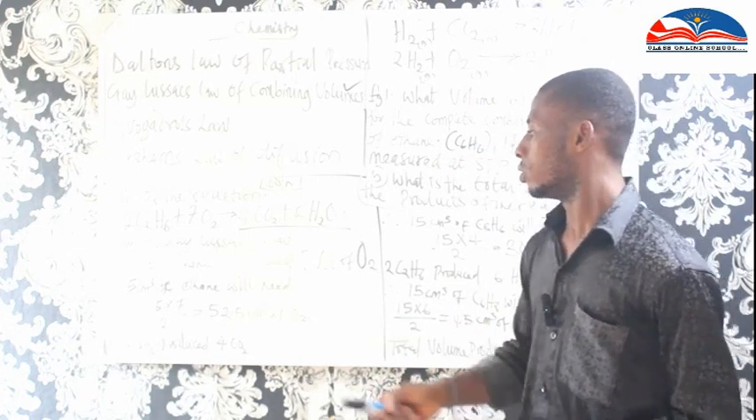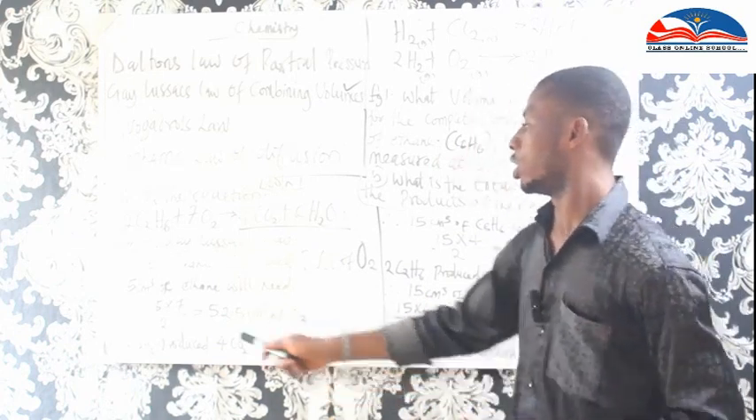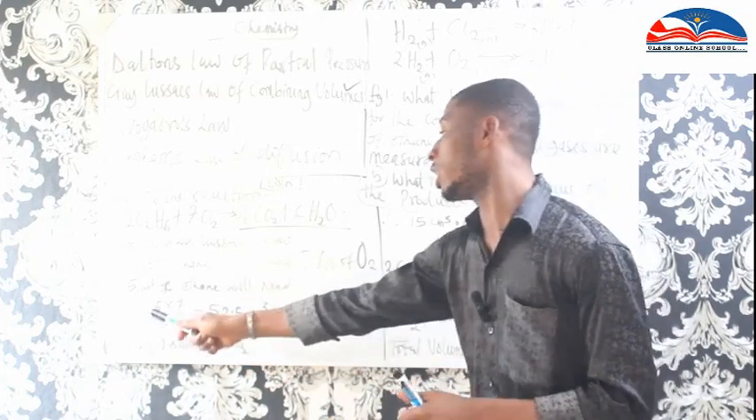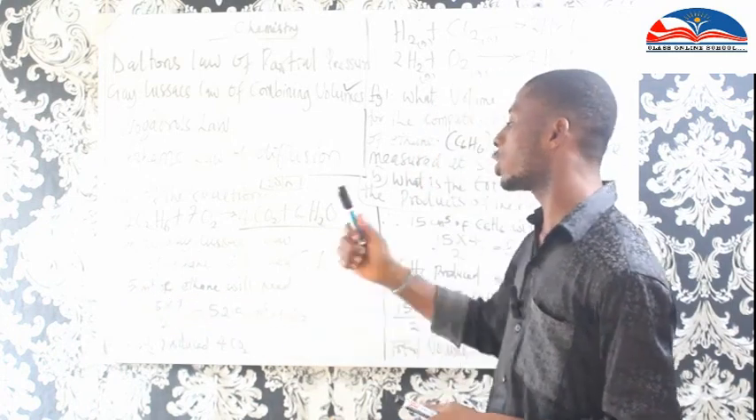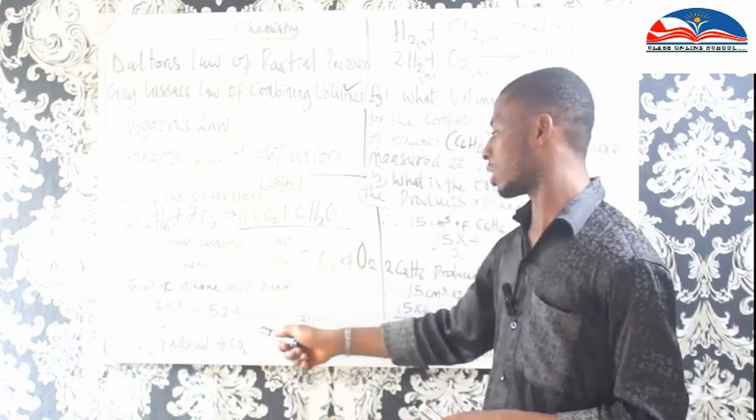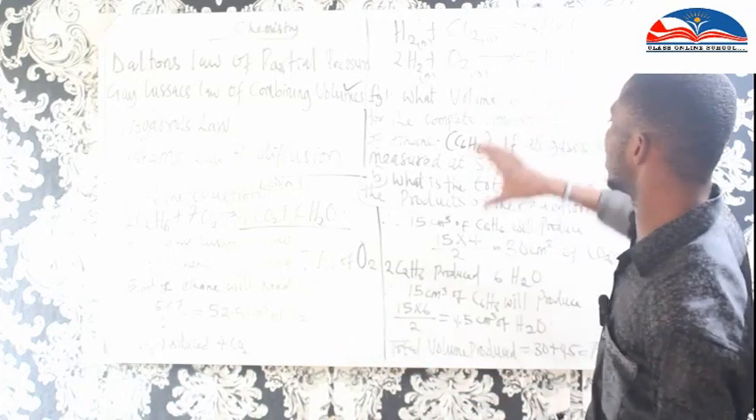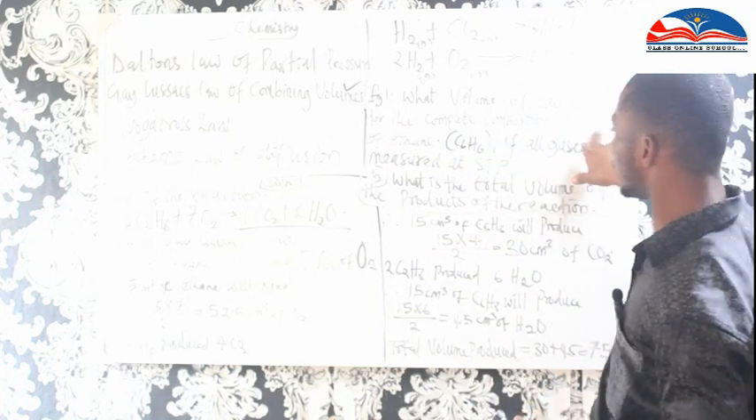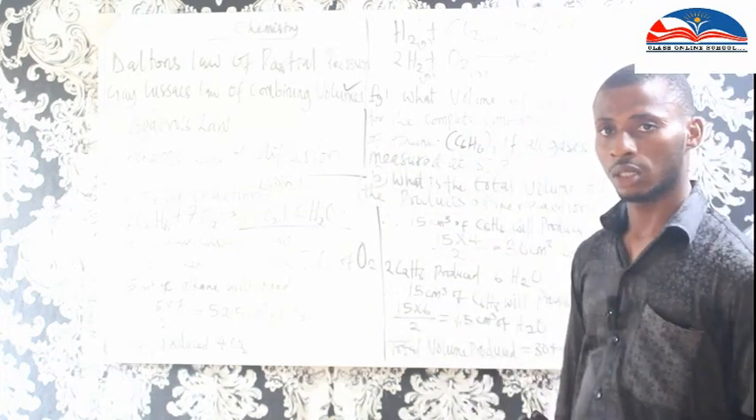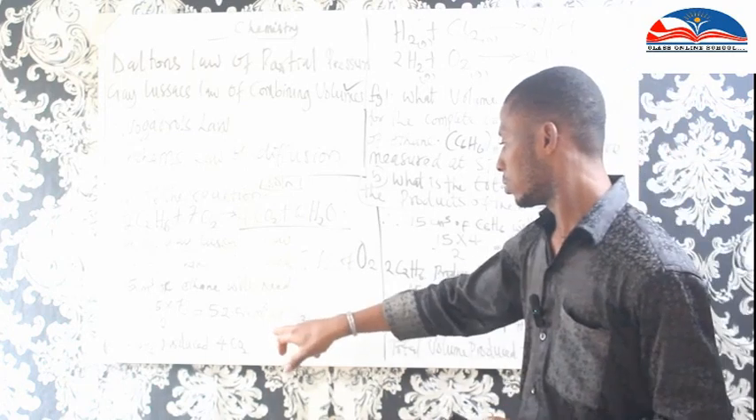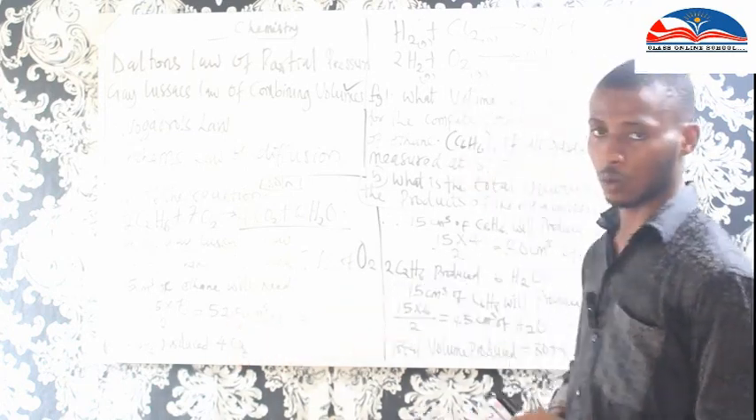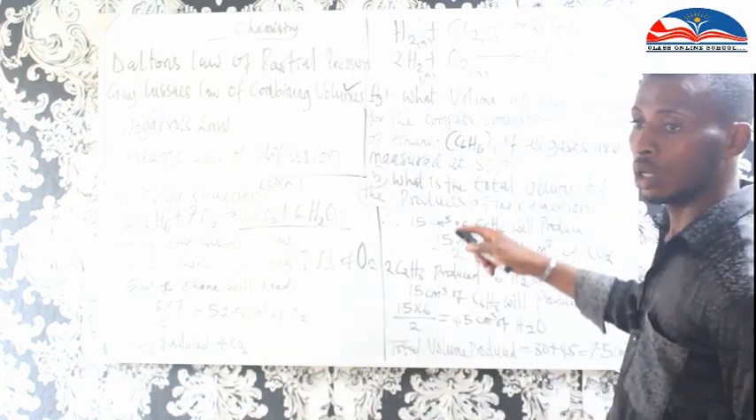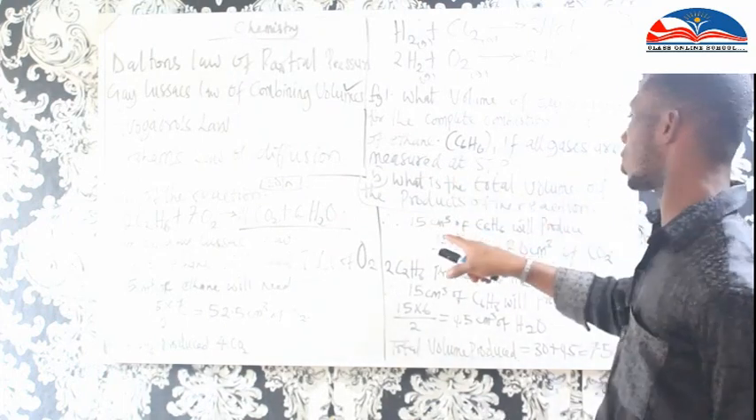Okay, now that is for oxygen. If you check, you see the answer is 52.5 centimeter cube of oxygen. That means 15 moles of ethane needs to react with 52.5 centimeter cube of oxygen. And that is the first question: what volume of oxygen is required for complete combustion of 15 centimeter cube of ethane? The answer is 52.5 centimeter cube. Okay, so we have the second question, which says what is the total volume of the product of the reaction?